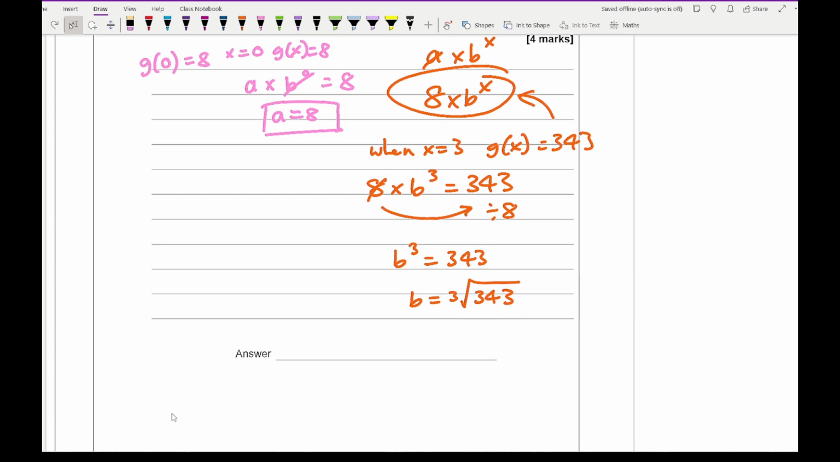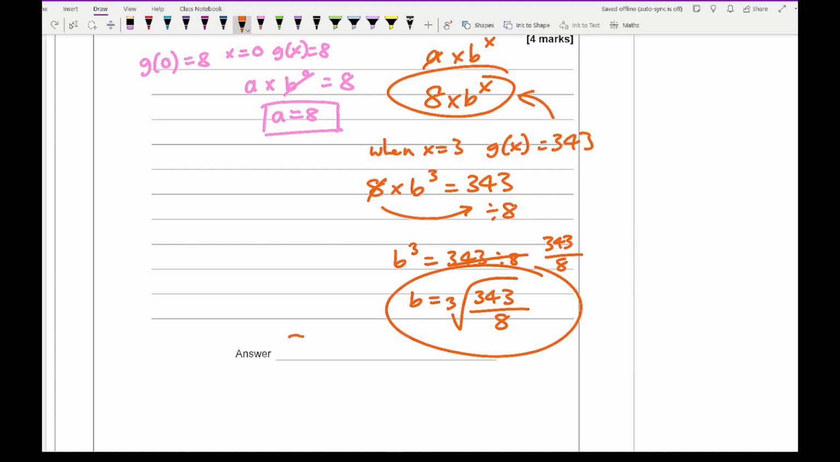And if I type that into my calculator, well, actually 343 divided by 8, let me just extend that root, because that should be divided by 8. Let me write that as 343 over 8. And then typing this into my calculator, I get a b value of 28.